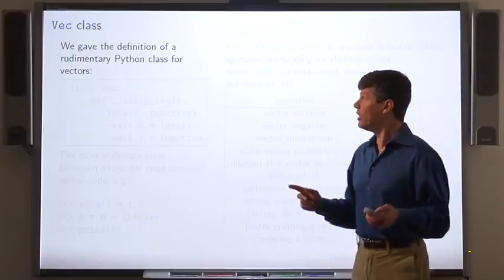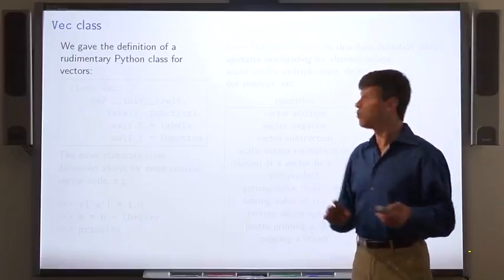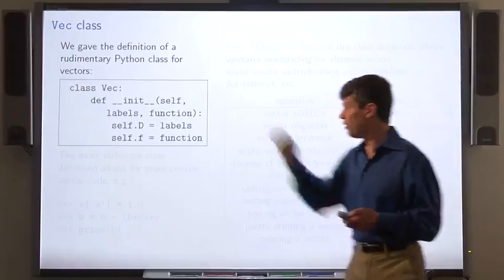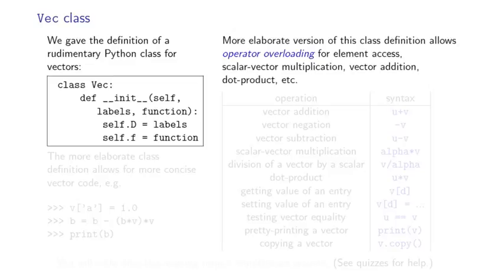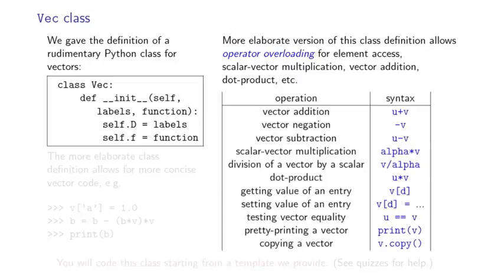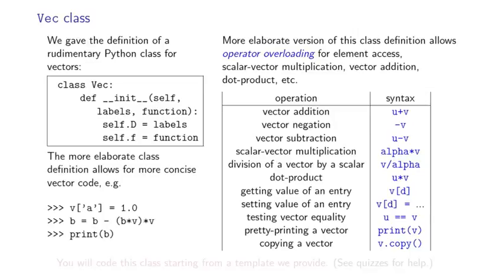Now, earlier we gave the definition for a rudimentary Python class for vectors. Here it is. But we're going to code a much more elaborate version of the class that allows use of operator overloading for element access, scalar vector multiplication, vector addition, dot product, and so on. Here's a table showing the different operations that this class will allow for. Using this class, we'll be able to write much more concise vector code, such as this.